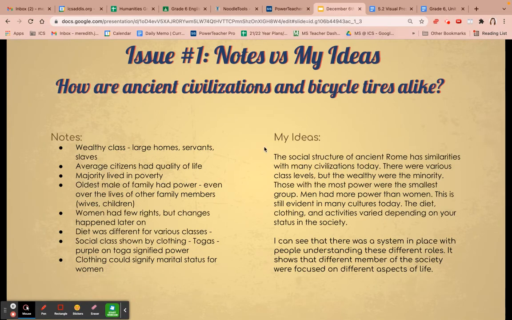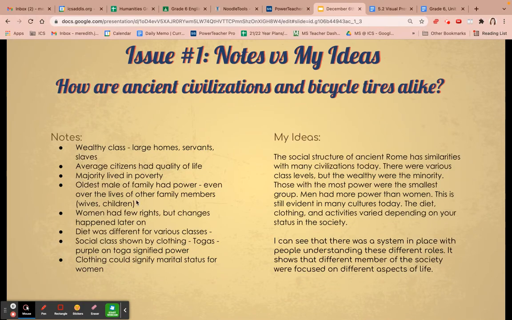So let's look at that in what I put here. I read an article about ancient Rome, and I'm trying to think about how ancient civilizations and bicycle tires are similar or alike. I have all these great notes about different social classes. There's a wealthy class. Average citizens lived a pretty good life, but it's interesting this article said average and then majority, so maybe it wasn't so much the average. I think what they mean is the middle class had a decent quality of life, but the majority of people did live in poverty in ancient Rome.